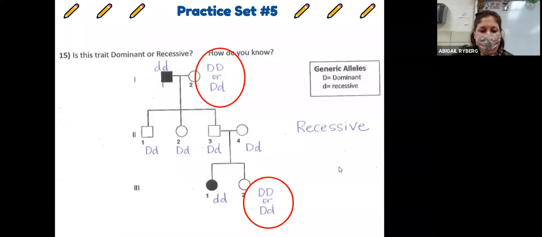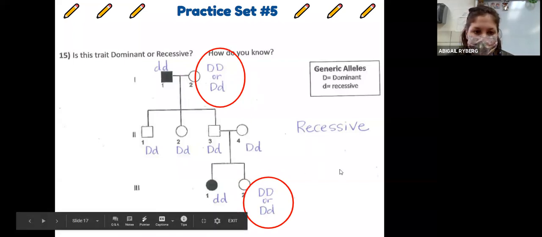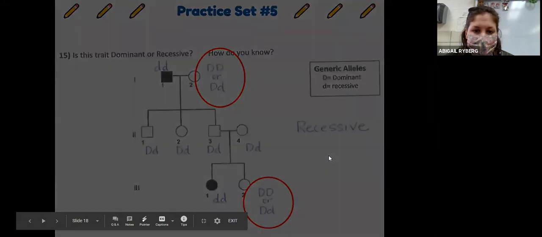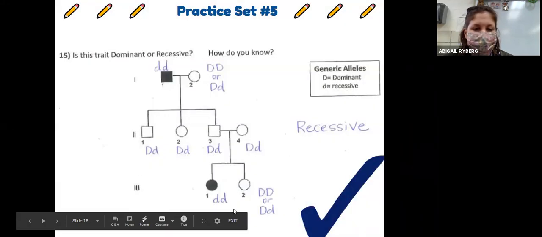So if you look here, this is how we'll represent individuals with unknown. Sometimes the dominant individuals are tough. We don't know if they're homozygous dominant or heterozygous. So make sure you just write both. And the first one is completed.